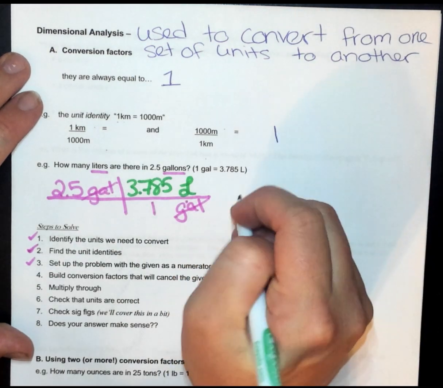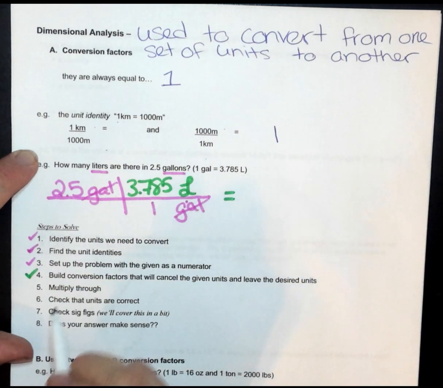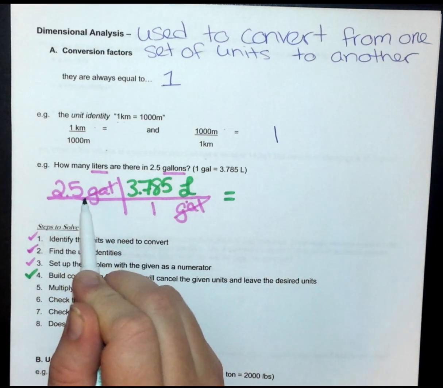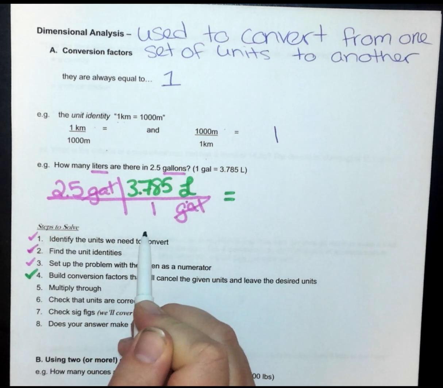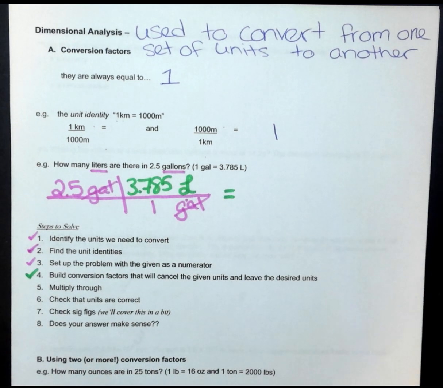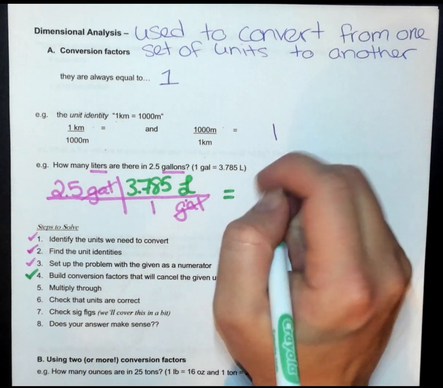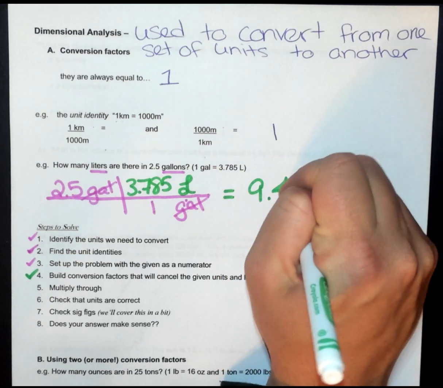All set. My next step says multiply through. So we're going to do 2.5 times 3.785 divided by 1. When you do that, you'll find that 2.5 gallons is equal to 9.46 liters.